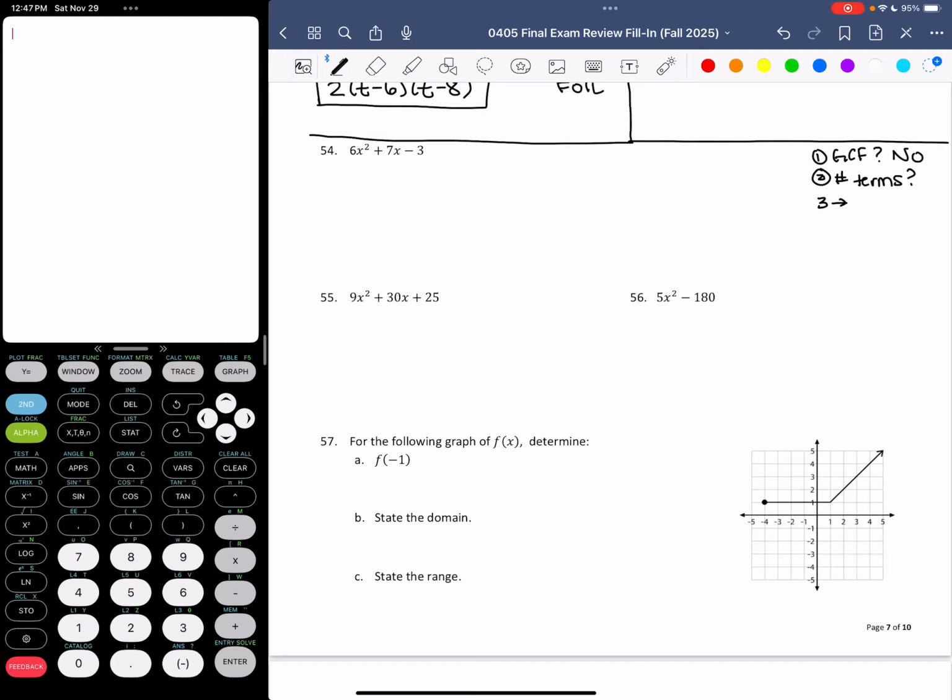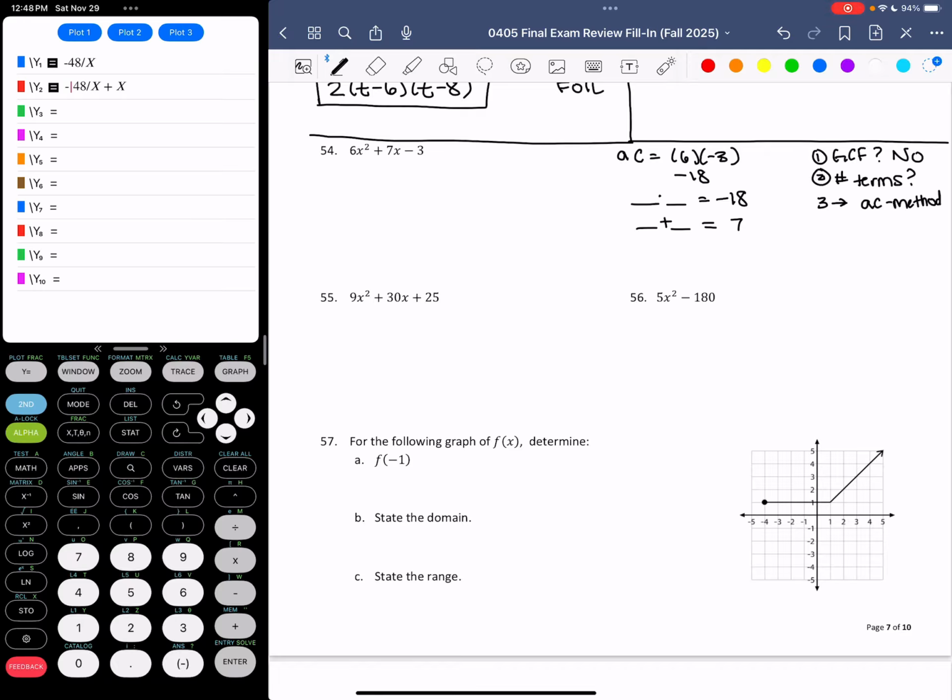But this time we have a number in front of x squared. So we're going to do the AC method. All right, so I'm going to start by multiplying a times c, which in this case would be 6 times -3. So I get -18. And I'm looking for two numbers that multiply to give me -18, but at the same time add up to +7. So this is where the calculator can help you again.